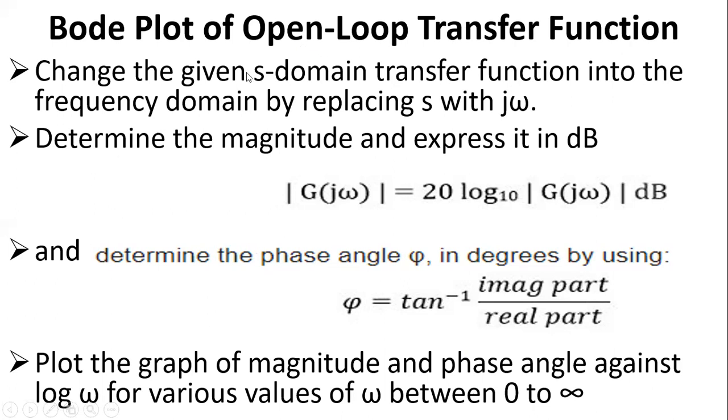These are basically the rules for an open loop transfer function. First, change the given s-domain into the frequency domain by converting s into j omega. Then find the magnitude and then the phase angle. The magnitude in decibels is 20 log of the modulus of G(j omega). Then the phase angle is tan inverse of the imaginary part by the real part. Then plot the magnitude and phase angle against log omega. These are the simple rules to be followed.